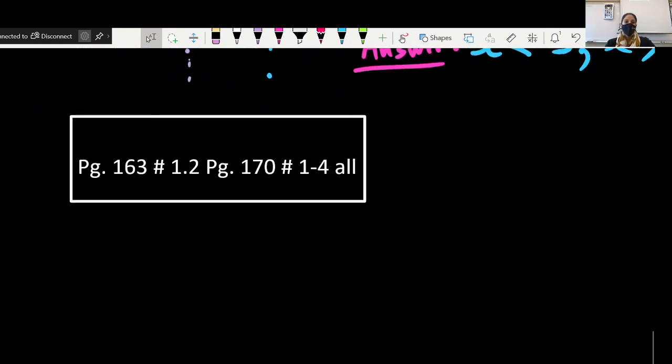There is your work. Sorry, that's not supposed to be 1.2. That's supposed to be 1 and 2 on page 163 and page 171, 1 to 4 all.